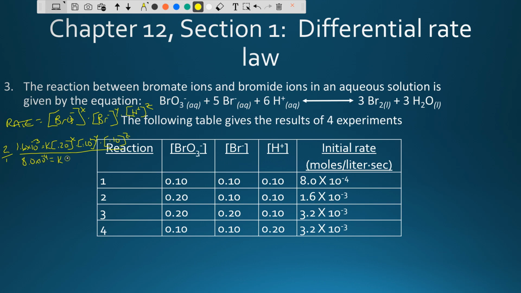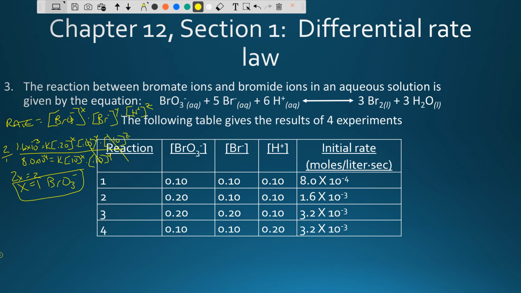That's going to equal K times 0.10 now to the x times my 0.1 to the y. That'll cancel, and my z will cancel. And so I end up with 2 to the x equals 2. So x equals 1 for my bromate.